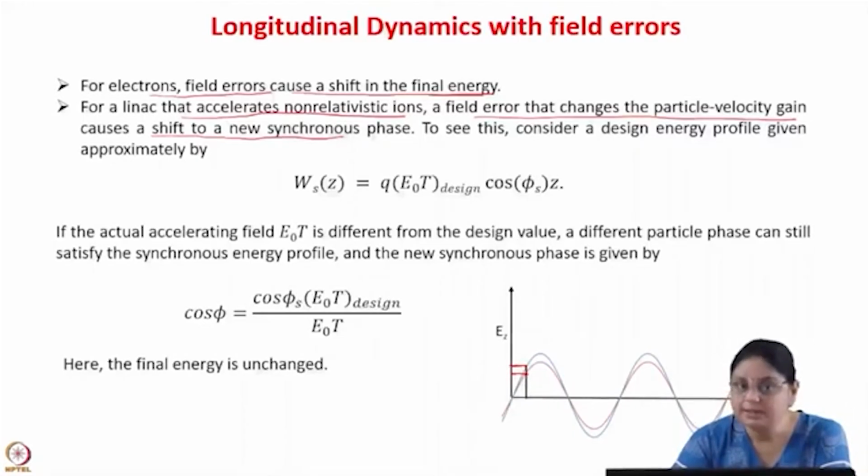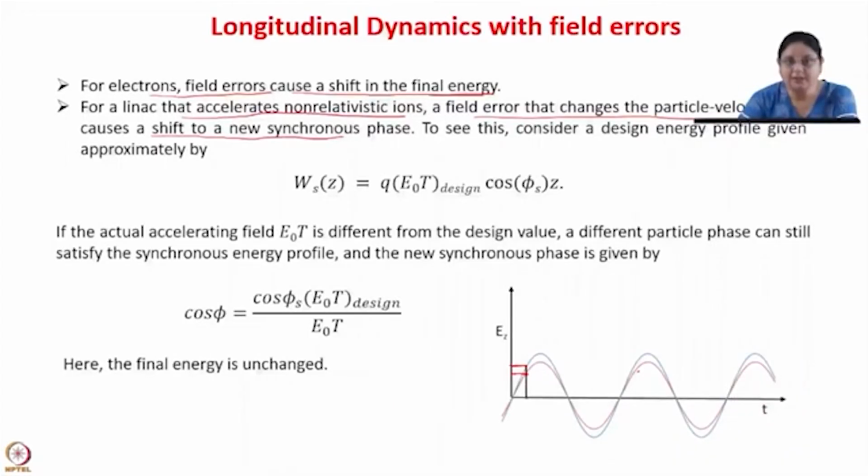So now it gets a lesser energy gain, it moves slower, and it arrives at the next gap at a later time. If it arrives at a later time, it sees a different value of the synchronous phase because the velocity has changed for a proton or for a non-relativistic ion. With change in kinetic energy, the velocity changes. So that is why when it arrives at the next gap, it sees a different value of the synchronous phase. So we see that the field error causes a shift to a new synchronous phase.